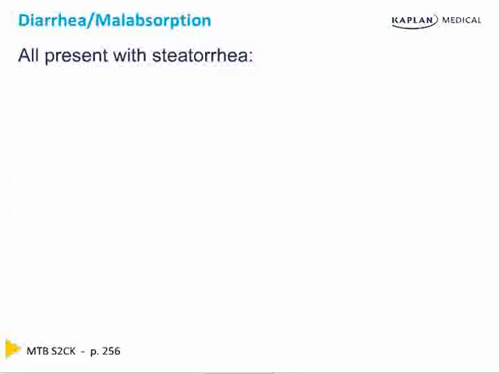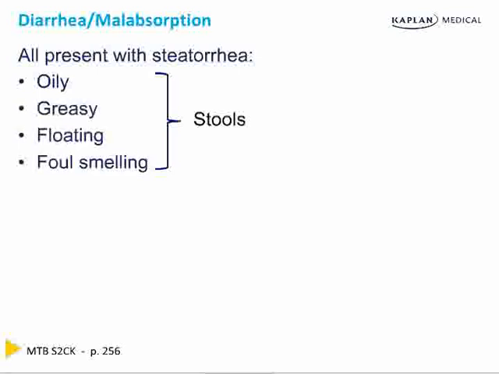Let's talk about malabsorption. All patients with malabsorption are going to present with steatorrhea. What is steatorrhea? These are patients who have oily, greasy, floating, foul-smelling stools. The causes of malabsorption can be one of 3 items. The first is celiac disease. It's one of the most common types and can present as an adult.